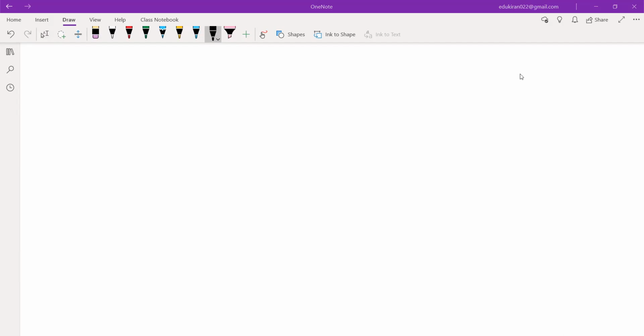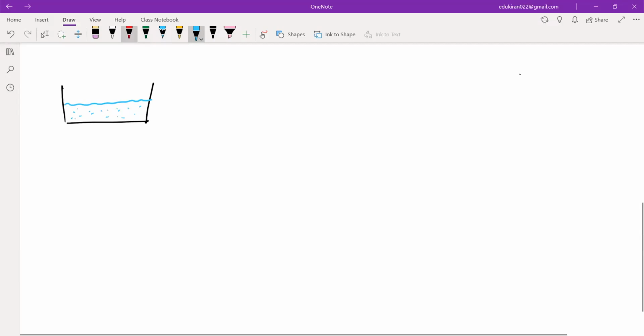Now the topic is Raoult's law. The topic is Raoult's law, but let us understand Raoult's law before writing the definition. Okay, so we are taking simple cases. Let us suppose there is some water here, and similarly there is some other solvent. Let us take the red color.